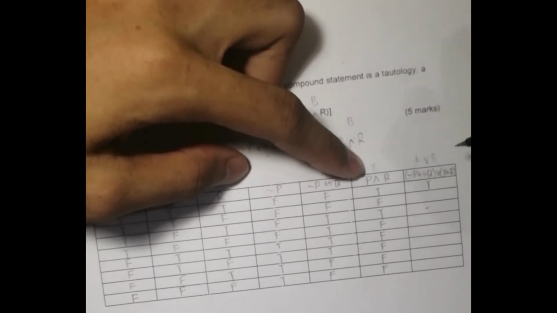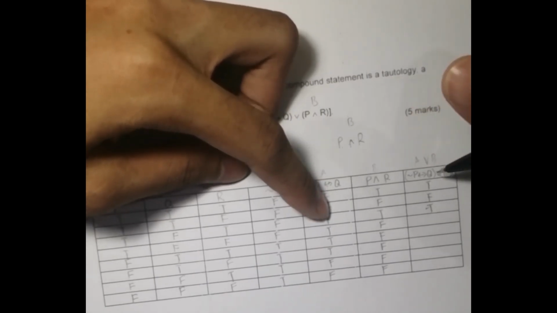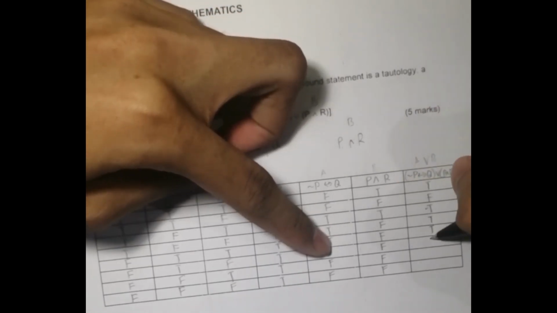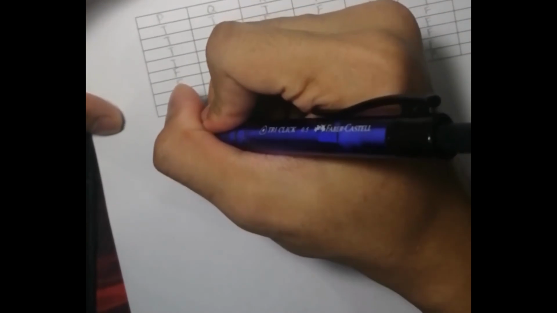For the final column, A disjunction B. So for example, false or true means it's true, false or false means it's false, true or true means it's true, true or false means it's true, and so on, ending with false or false, false. As we can see, there are some false and true values in this truth table: true, false, true, false, false.